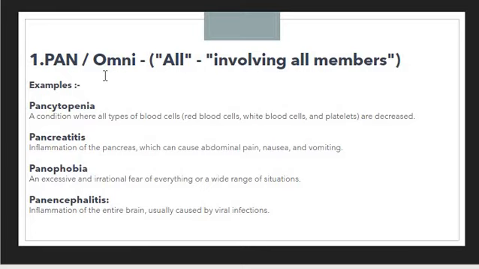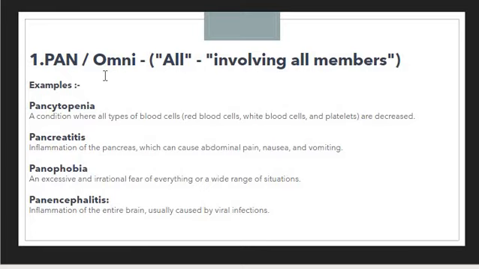Then we have panophobia, an excessive and irrational fear of everything or a wide range of situations. You can say it is a psychological disorder with excessive and irrational fear of everything. In this case, the patient is facing the fear of everything. So in that case we will use pan as a prefix, panophobia.